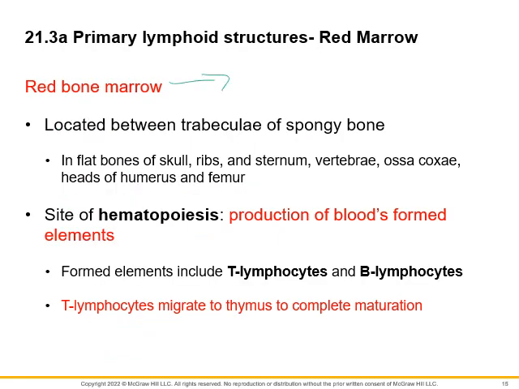So red bone marrow. Remember, we're talking about the skull. Femur is a good place. Head of the femur, head of the humerus. This is the site of hematopoiesis. This is the production of the formed elements, T cells, B cells. The T cells are going to migrate to the thymus to complete the maturation.